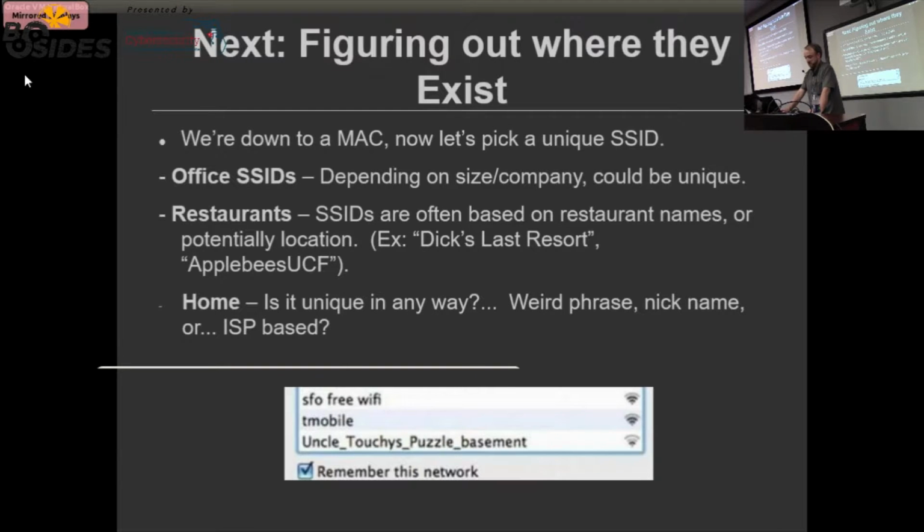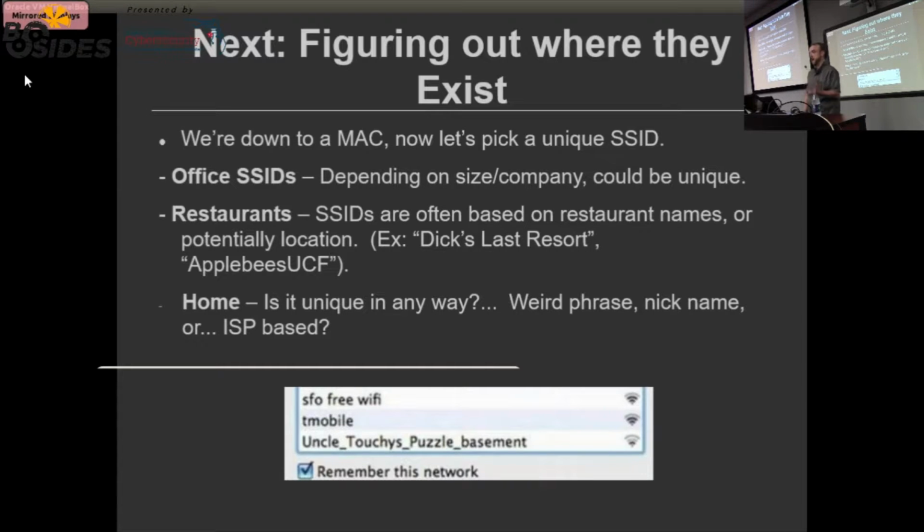And back to, again, looking at other SSIDs. Like I said, office SSIDs, company size, the name could be unique. Restaurants, like I said, are great. Locally owned places have weird names. Almost always, they're going to either have a generic name like Linksys, or they're going to have, you know, Mom and Pop's Restaurant or whatever. Or even some of the bigger chains like Applebee's.